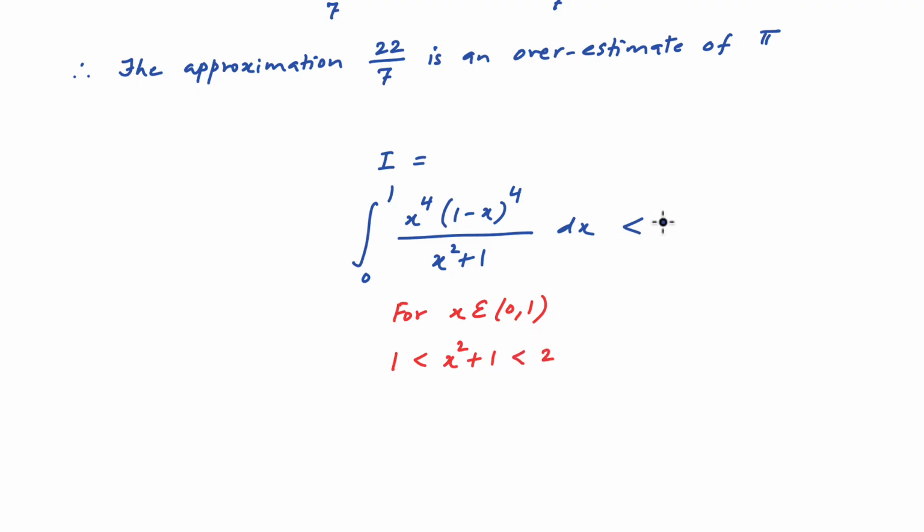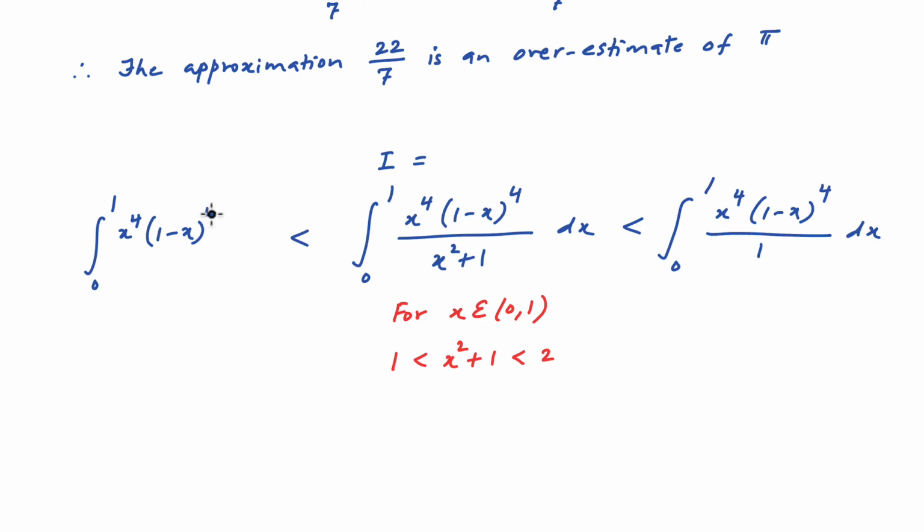By putting in this minimum and maximum value of the denominator of the integrand, it follows that I is less than integral 0 to 1 x raised to the power 4 times (1 minus x) whole raised to the power 4 divided by 1 dx, and is greater than integral 0 to 1 x raised to the power 4 times (1 minus x) whole raised to the power 4 divided by 2 dx. Now, the integral I is equal to 22 upon 7 minus pi, as determined earlier.